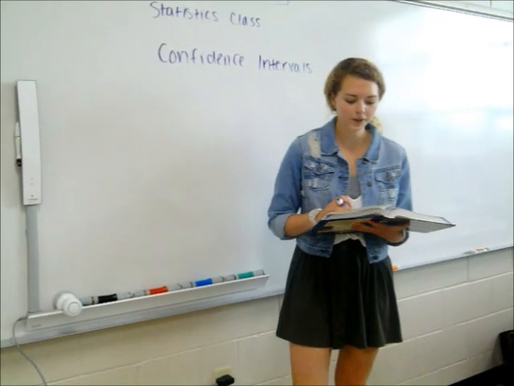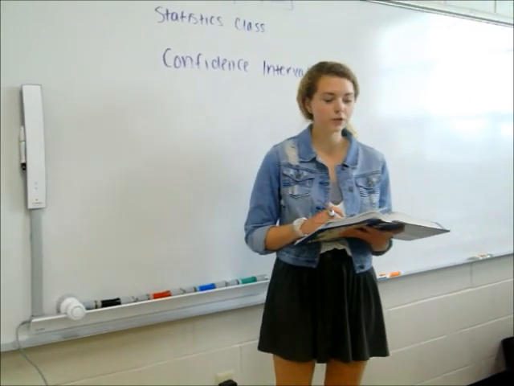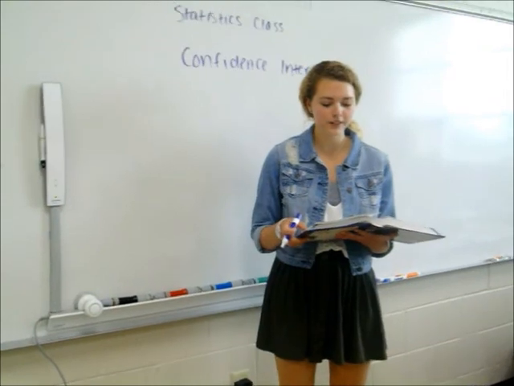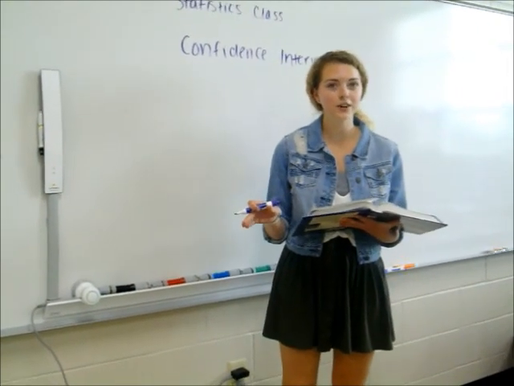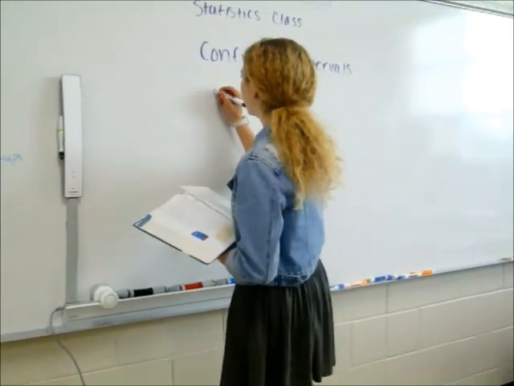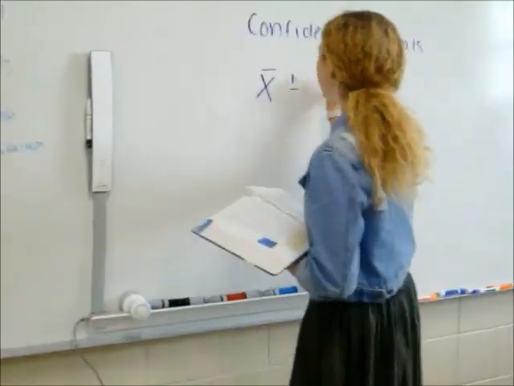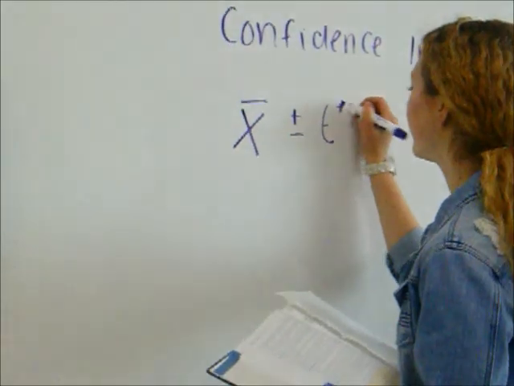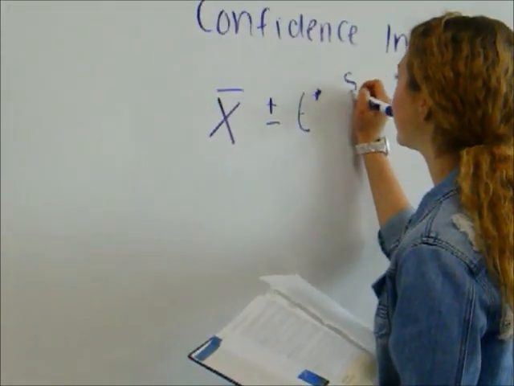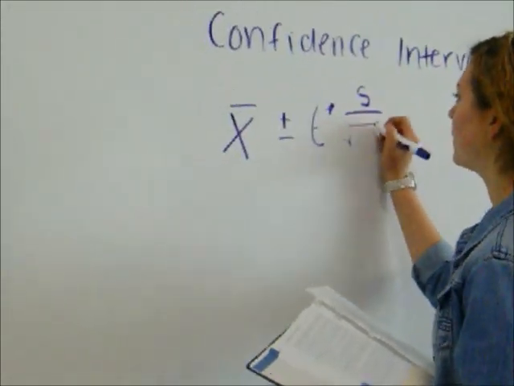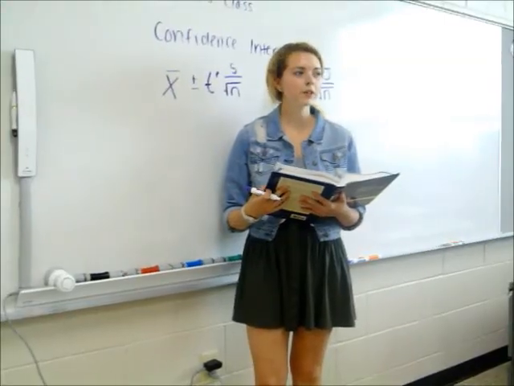A confidence interval will give him a range that captures the true mean time it takes for him to do this. So, first things first, here's the equation. We want the sample mean plus or minus the t star times the sample standard deviation over the square root of n. Are there any questions?